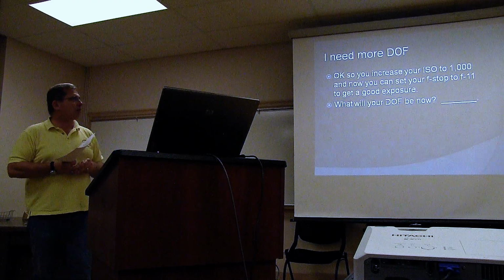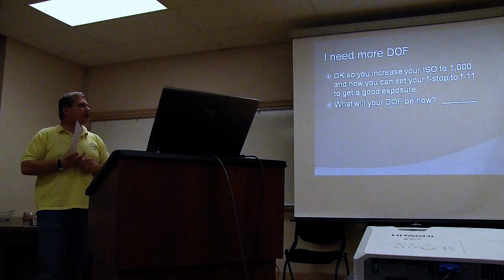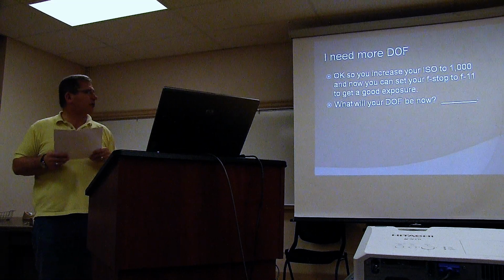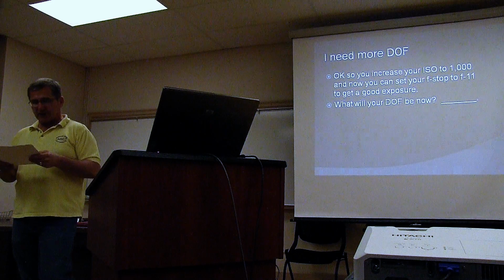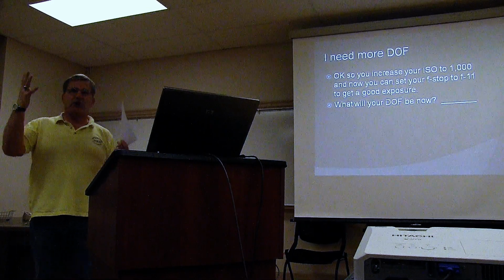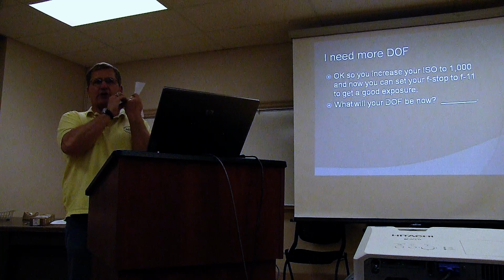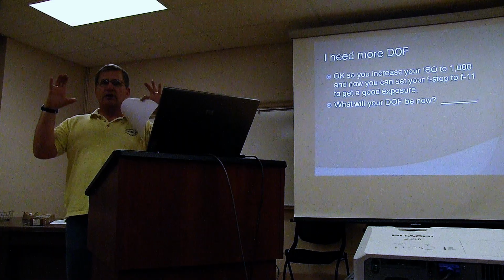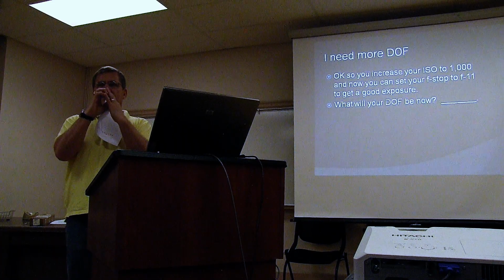So you say, okay, I need more depth of field. So you cranked your ISO up to 1,000, and then the camera told you, well, gee, now you can shoot at f11. As you increase your f-stop number, decreasing the hole in your lens, because we know that as we go higher in f-stop numbers, the opening in the lens goes down.